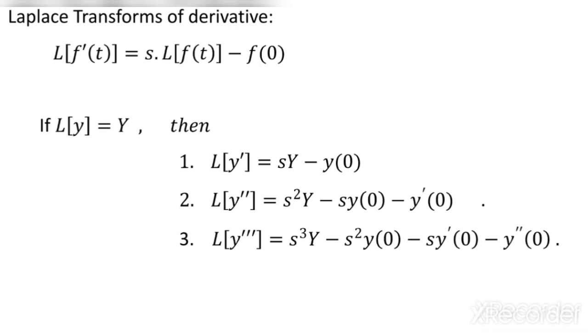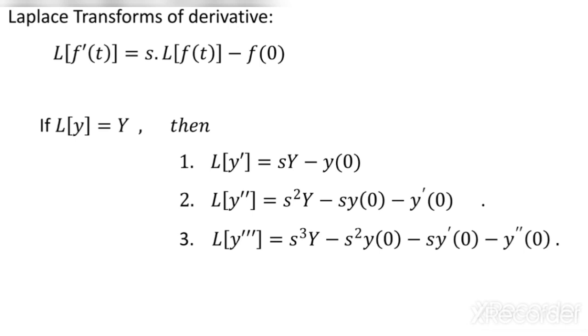Wherever an initial condition is given, that is y of 0, y dash of 0 for a second order differential equation, or if it is a third order differential equation, they will provide three conditions: y at 0, y dash at 0, y double dash at 0. So whenever a differential equation is given, the procedure is very simple.